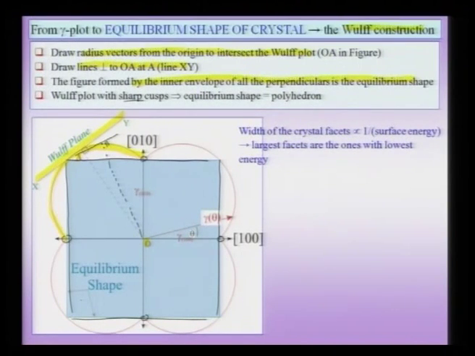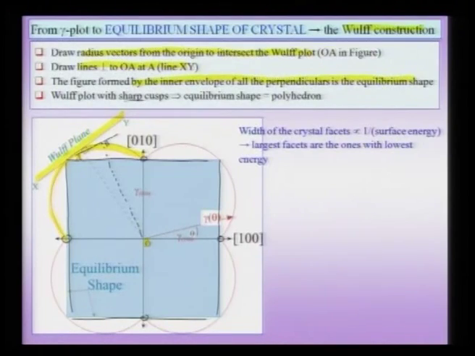Therefore, any crystal having a gamma plot with very sharp cusps tends to have a polyhedral outer shape. Of course, if entropic effects are taken into account, some of these facets may tend to get more smoothened as compared to this strict polyhedron. But in the ideal case when entropic effects are ignored, the crystal is bound by faces which form a polyhedron, and the width of these faces is inversely proportional to the surface energy. That means the largest faces are the ones with the lowest energy, which is obvious given that the crystal will always like to put maximum area for those surfaces which have low energy. So, given the gamma plot, I can make the Wulff construction to determine the equilibrium shape of a crystal.